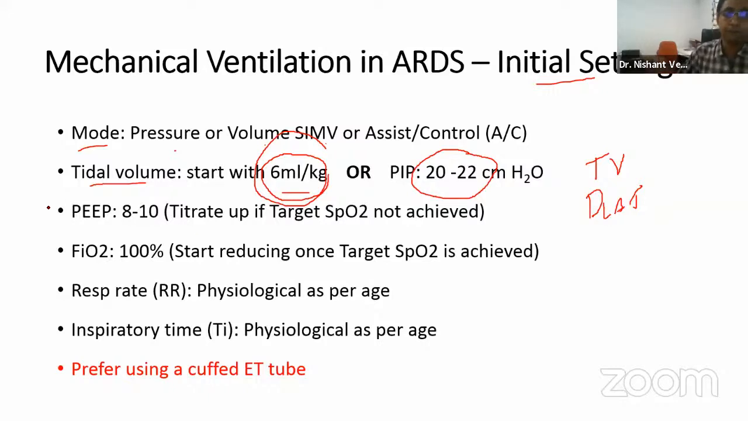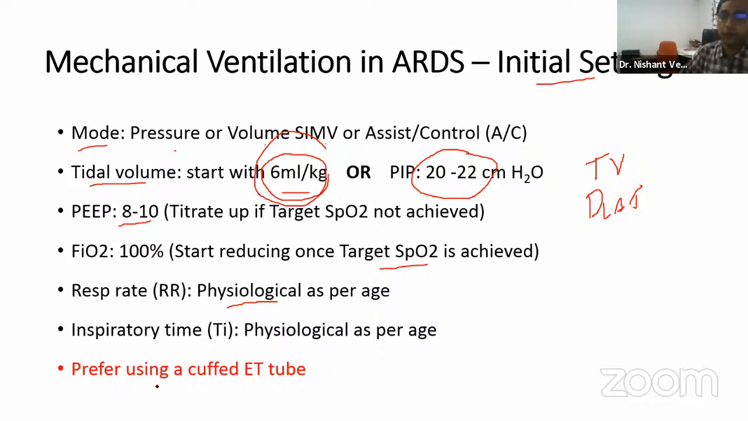PEEP, you have to keep a PEEP a bit higher because the child has hypoxemia. So start with a PEEP of 8 to 10. If your target SpO2 is not achieved, you will have to increase the PEEP further till your target saturation is achieved. Start with a high FiO2 of 100%, and once the target SpO2 is achieved, FiO2 has to be gradually reduced. The respiratory rate has to be set physiological as per the child's age, and TI also physiological as per the child's age.